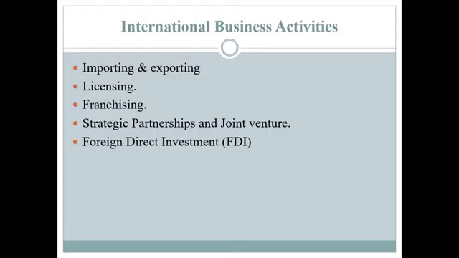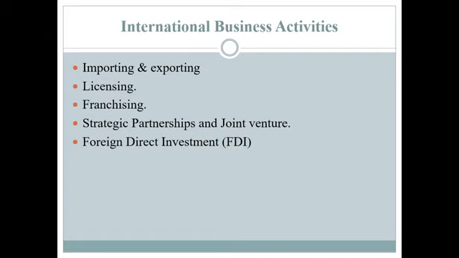So overall, the first activity through which you can enter into international business is importing and exporting. Importing means bringing something inside, exporting is sending something outside. Then the second thing is licensing.